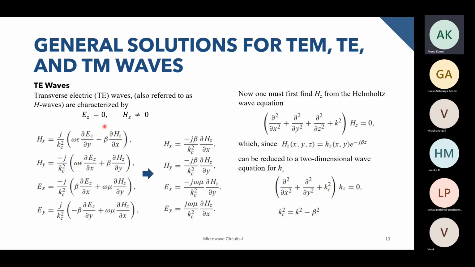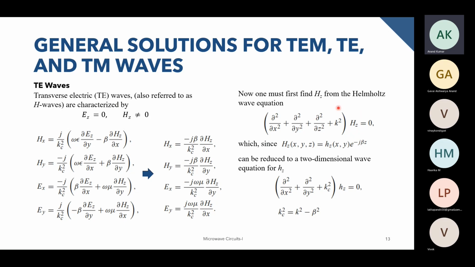Now for the TE waves, we can use the four expressions that we got from Maxwell's equations, where we are expressing Hx, Hy, Ex, and Ey in terms of Ez and Hz. And for the TE case, we know that Ez will be equal to 0 and Hz will not be equal to 0. So we'll substitute Ez equal to 0 in these terms, and we finally get the expressions for Hx, Hy, Ex, and Ey in terms of Hz only.